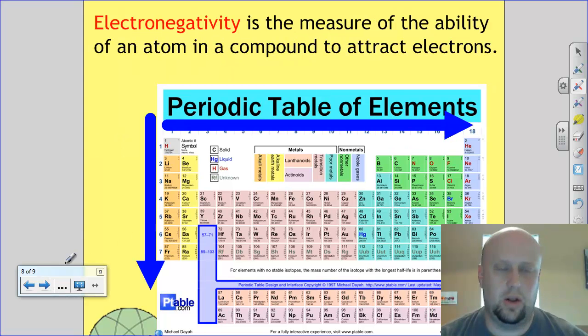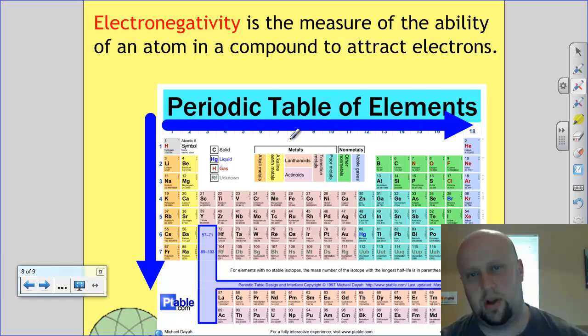Okay? And our last big definition is something called electronegativity. I like this term a lot.